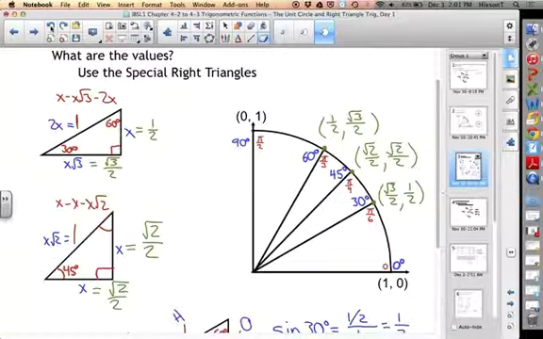Look at our unit circle here. It's 1/2, okay? It's going to be the x-coordinate at pi over 3, right? Here's pi over 3. There's the 1/2, okay? Does that rule work for the other three quadrants? Yes.